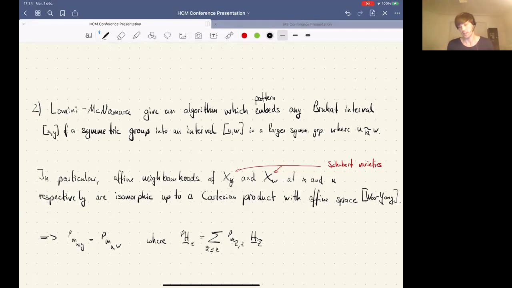So as I mentioned previously, also in the same p-cell, of course, okay? And by results of Wu and Yong, I think, I'm not sure whether I pronounce this name correctly, this implies that affine neighborhoods of the corresponding Schubert varieties at the T-fixed points, so of the Schubert variety corresponding to y at the T-fixed point for x, and the Schubert variety corresponding to w at the T-fixed point for u, respectively, are isomorphic up to a Cartesian product with affine space. And in particular, since coming from this geometric perspective, the p-canonical basis encodes information about the singularities of these Schubert varieties.